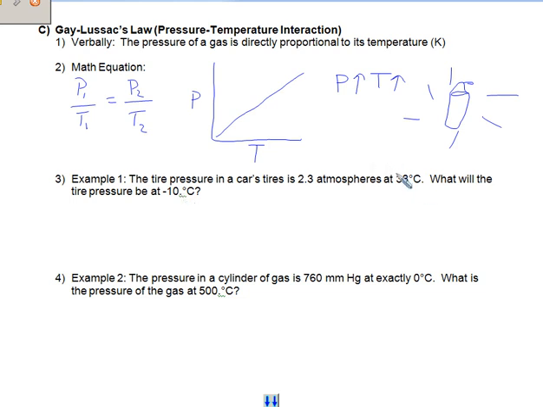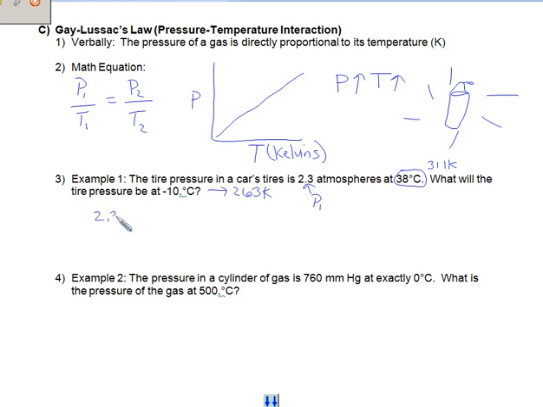So the first thing we're going to do is change these temperatures to Kelvin, because we have to use Kelvin. So let's put in parentheses here, this needs to be in kelvins. So 38 degrees C is going to be 311 K. And minus 10 degrees C is 263 K. There's our P1 right there, and we're trying to figure out what P2 is.